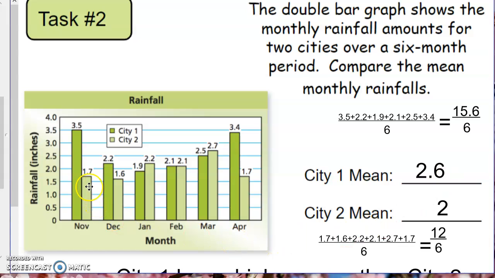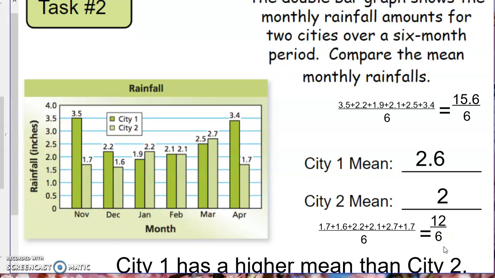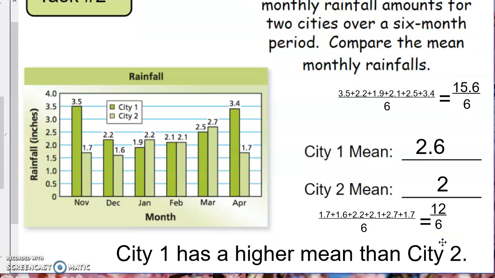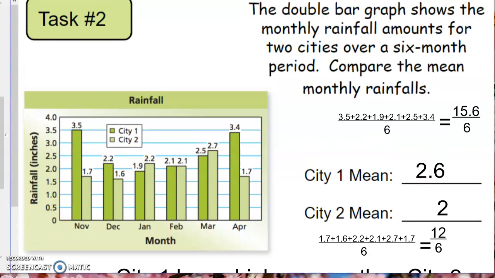Now city 2. So I would add 1.7 plus 1.6 plus 2.2 plus 2.1 plus 2.7 plus 1.7 equals, that should add together to give me 12, and then 12 divided by 6 gives me 2 for city 2's mean. So now to compare the numbers, city 1 has a higher mean than city 2. Not very much higher, but it does have a higher rainfall average than city 2.